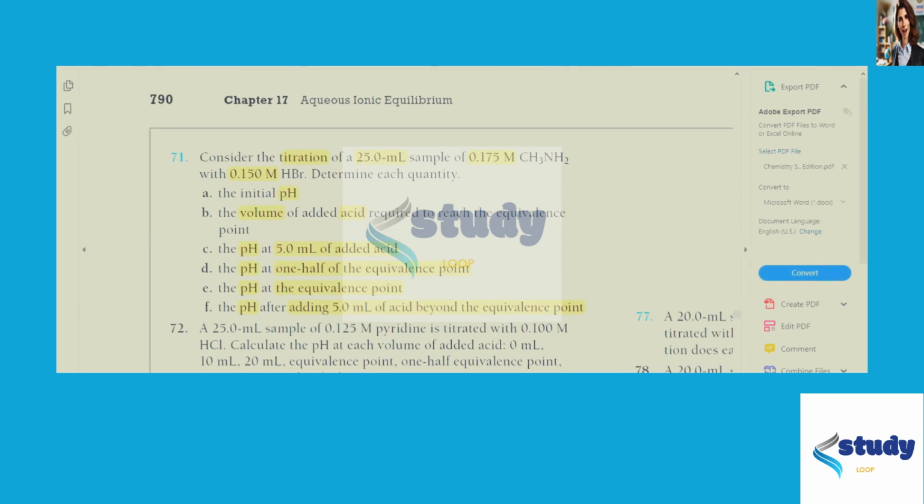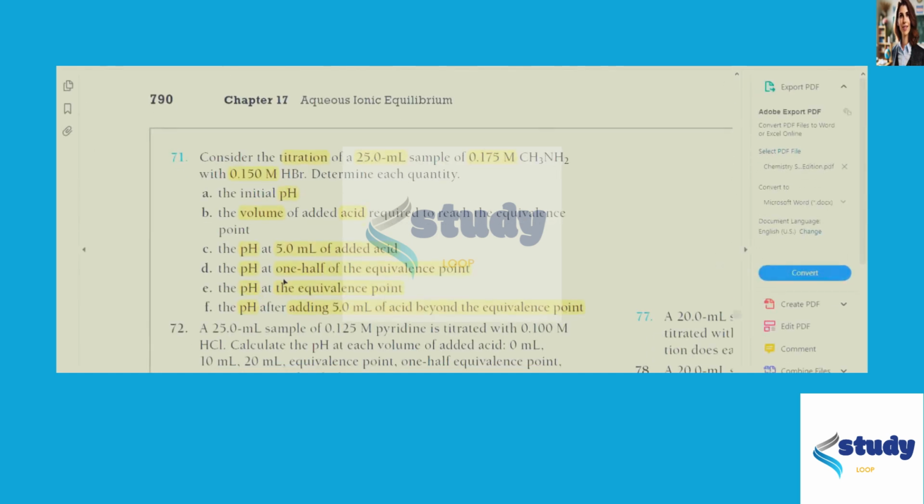Okay, almost done. Now the last question is pH after adding 5 milliliters of acid beyond the equivalence point. This should not be difficult at all because here we already have the concentration of H plus ions, right? H plus ions will be 0.15 into 5 milliliters. I'm going to divide that by 1,000.